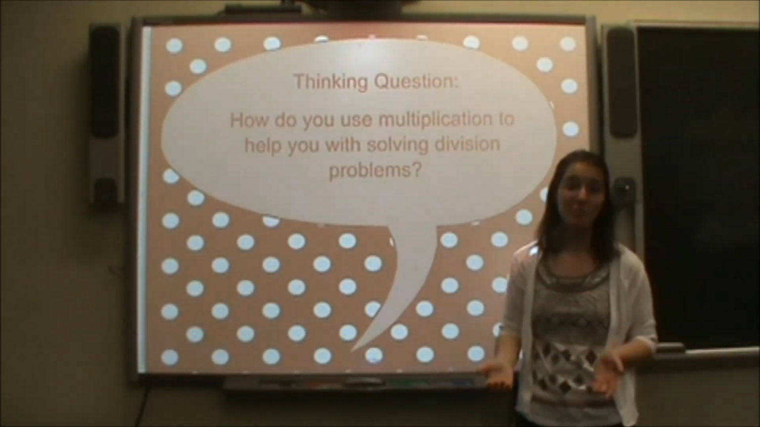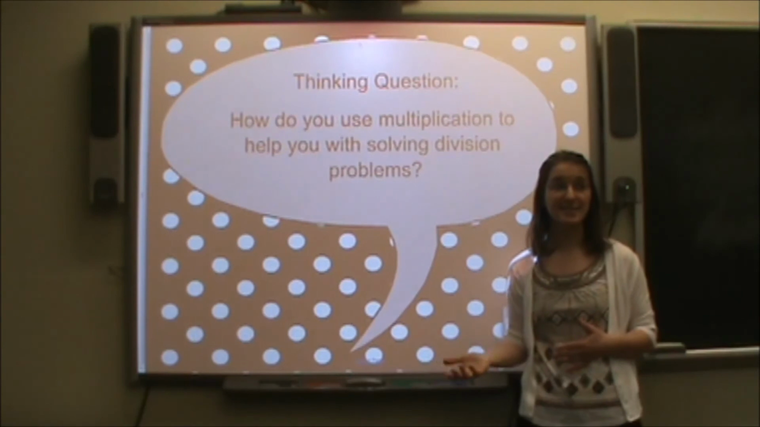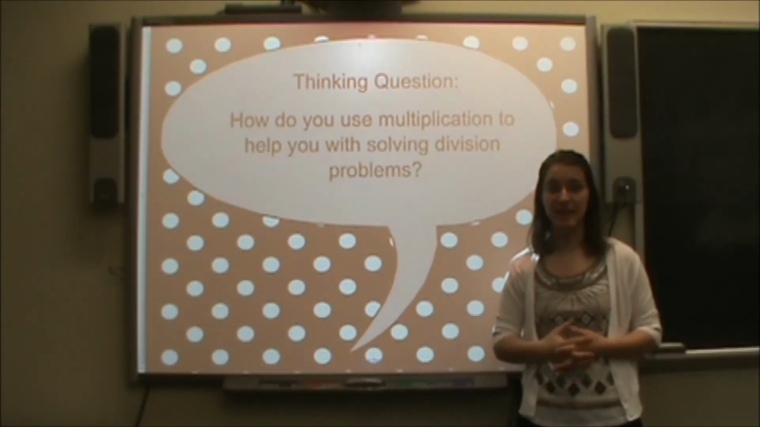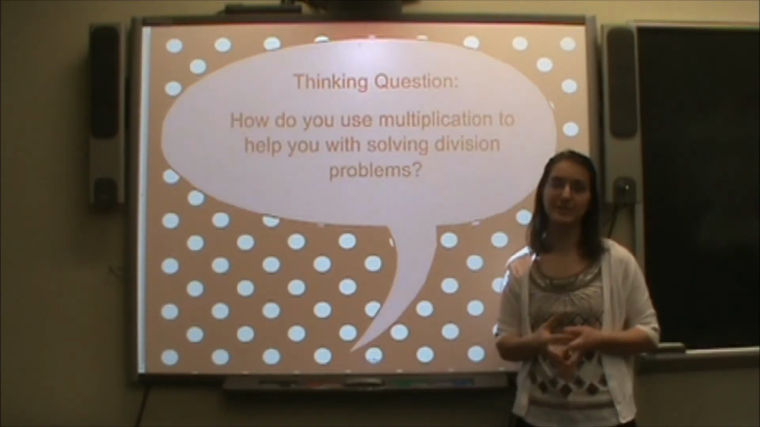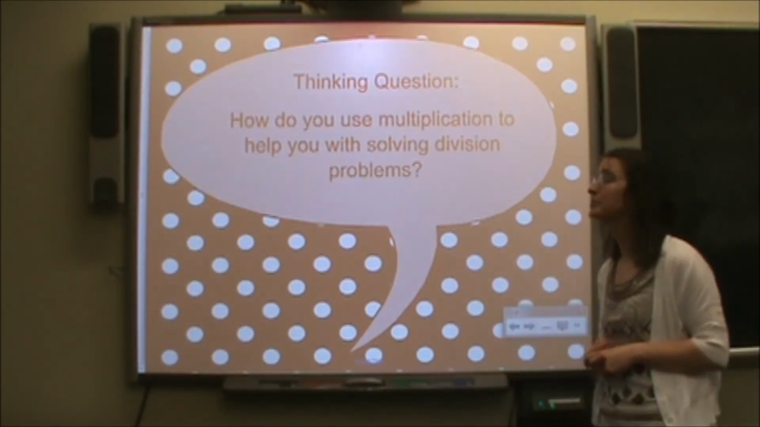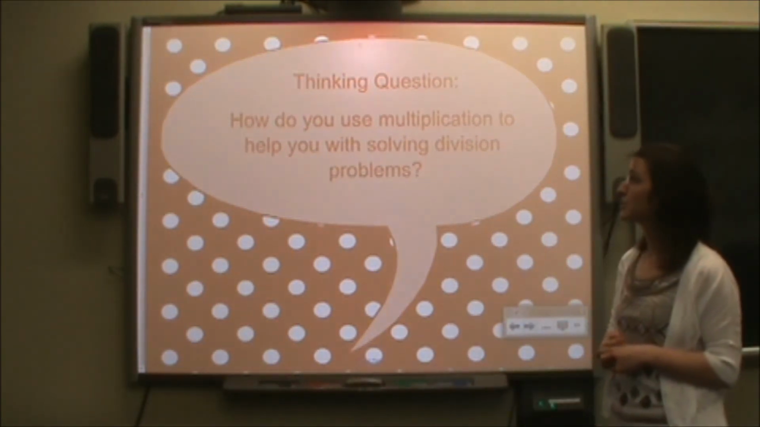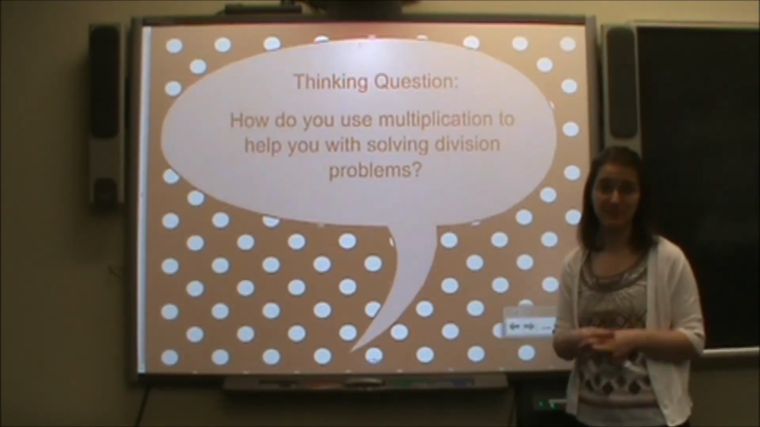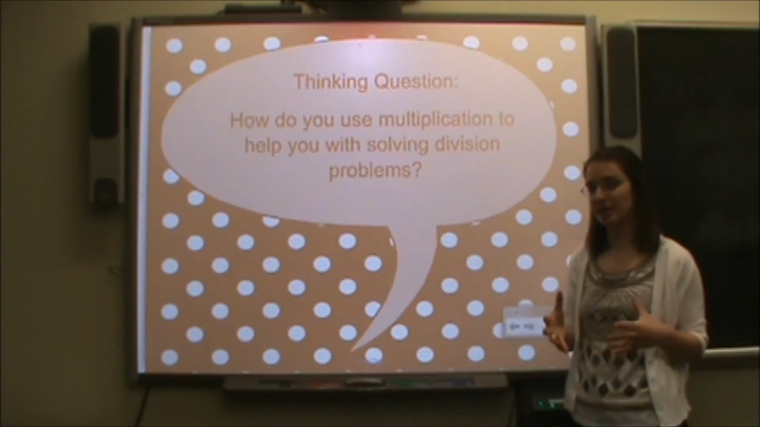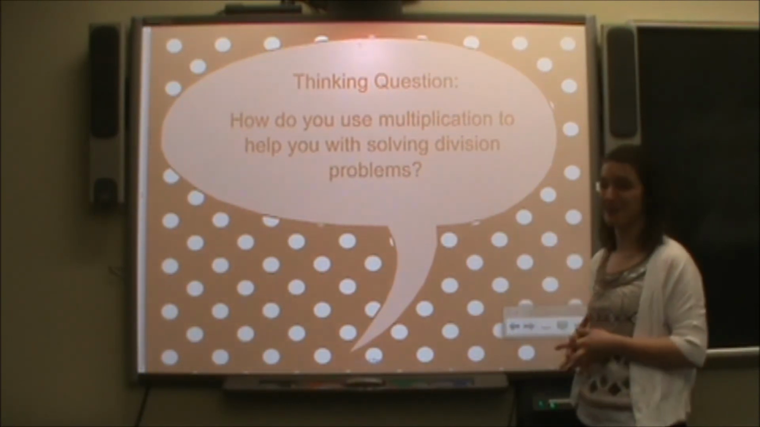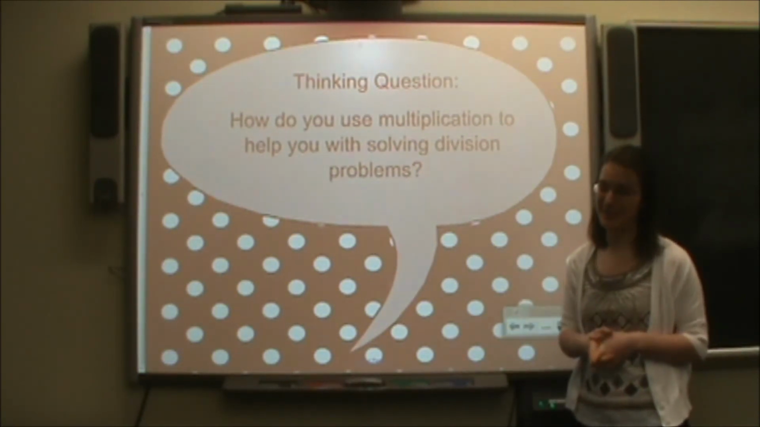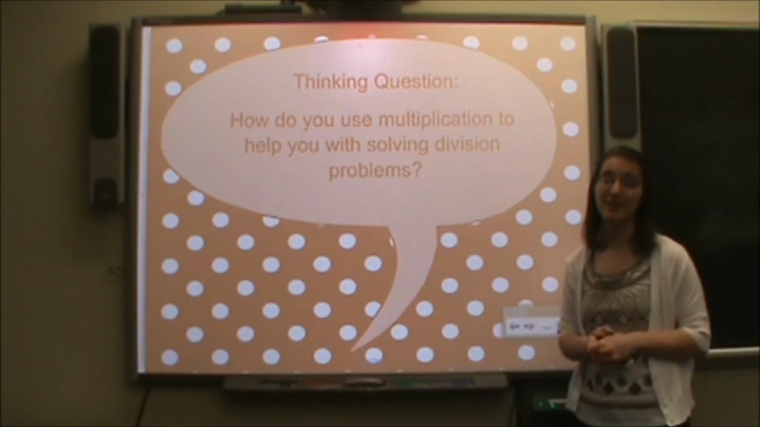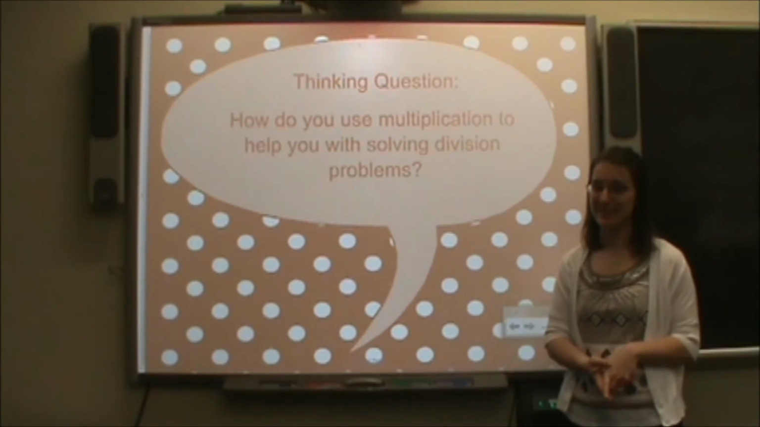Great work today on the partial quotients, and in the next lesson you'll get to take a crack at the standard algorithm that you'll be able to understand better because you know the partial quotient algorithm. So our thinking question is, how do you use multiplication to help you with solving division problems? So we're kind of combining multiplication and division into one thinking question, but I know you can think about it and that you will come up with a great answer before the next lesson.